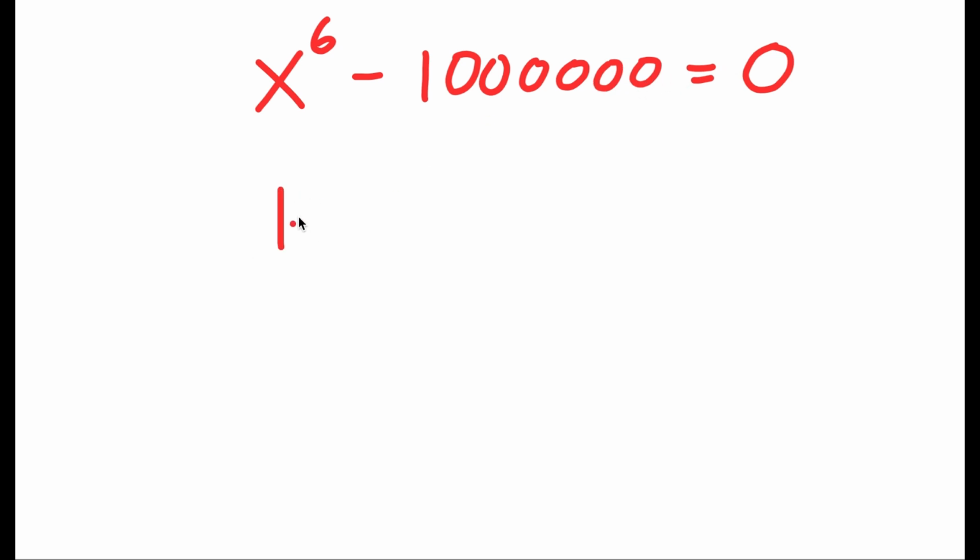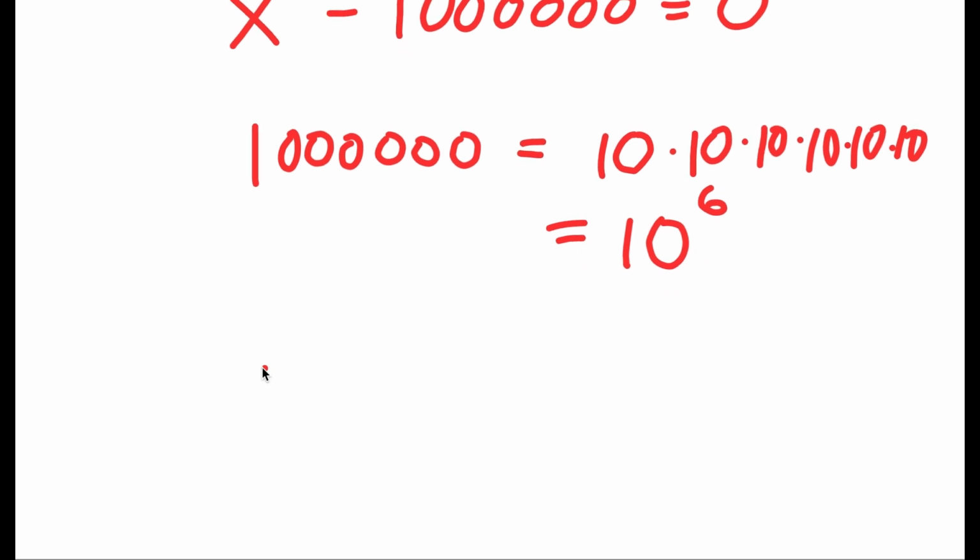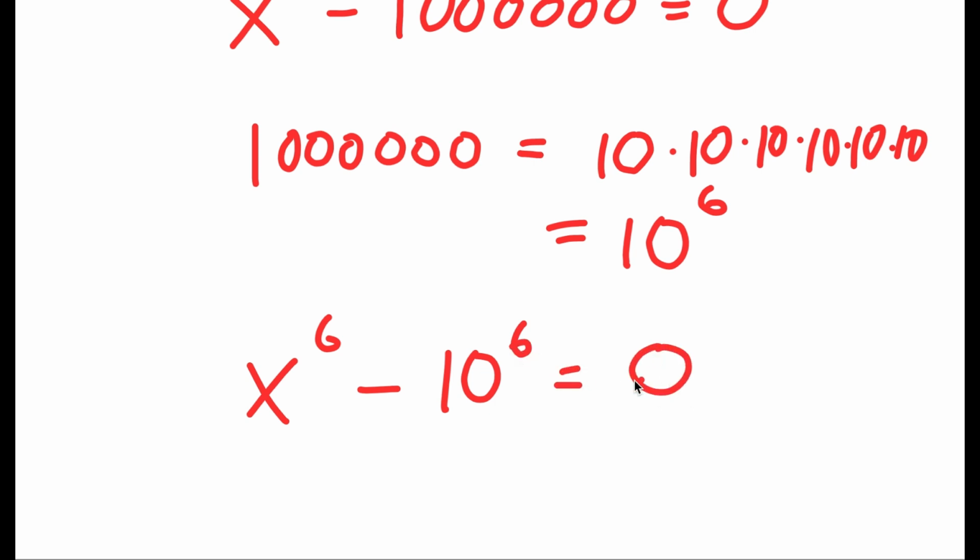So, to start, 1 million is the same thing as 10 times 10 times 10 times 10 times 10 times 10, which is equal to 10 to the power of 6. So 10 multiplied by itself 6 times. So I'm going to rewrite 1 million as 10 to the power of 6. So now I have x to the power of 6 minus 10 to the power of 6 is equal to 0.